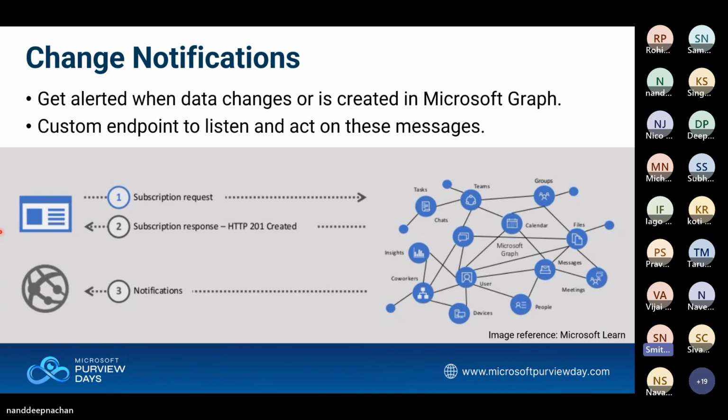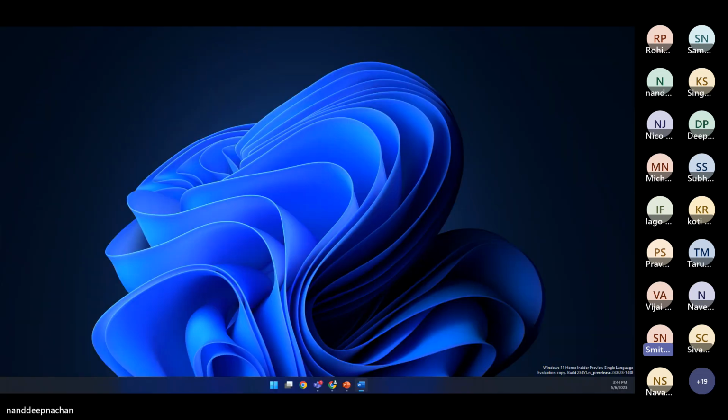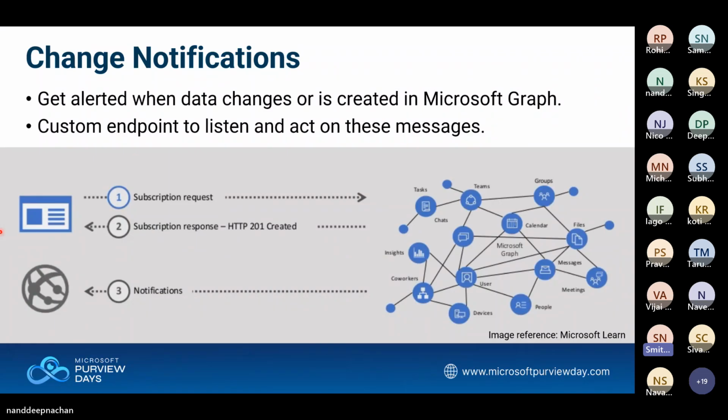The next one is the subscription response. After the subscription is successfully registered, the response HTTP 201 Created will be returned. And the last one is managing the subscription life cycle. The change notification subscription will be valid for a specific amount of time only, and after that time, the subscription is automatically purged from Microsoft Graph. This means if the application does nothing after creating a subscription, it will only receive the notifications up to the expiration time specified when the subscription is created.